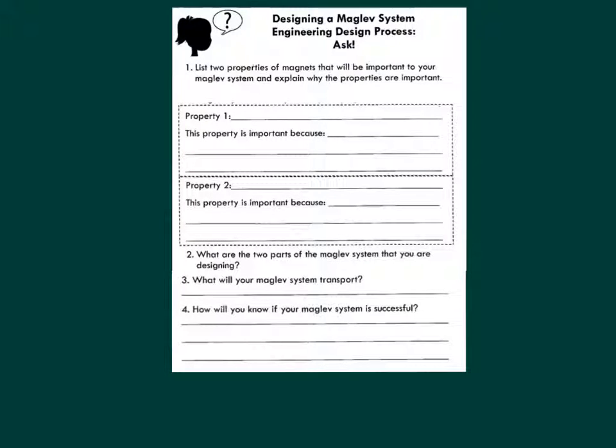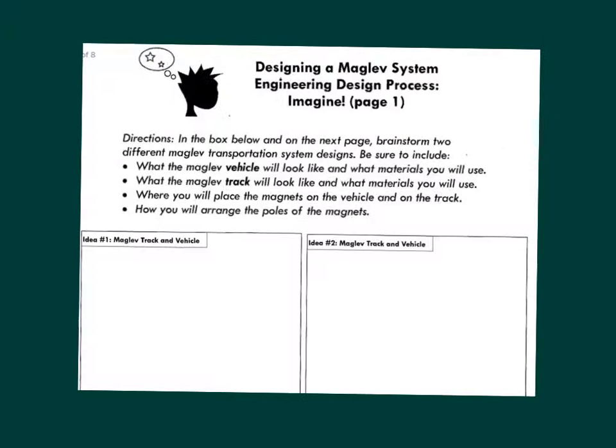Designing a maglev system. Engineering design process. Ask. 1. List 2 properties of magnets that will be important for your maglev system and explain why the properties are important. Property 1 is, and this property is important because. Property 2 is, and this property is important because. 2. What are the 2 parts of the maglev system that you are designing? 3. What will your maglev system transport? 4. How will you know if your maglev system is successful?